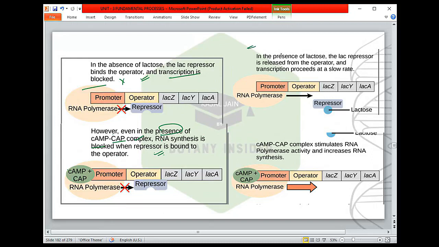The third scenario, in the presence of lactose, the lac repressor is released from the operator and transcription proceeds at a slow rate. But when cAMP and CAP come in jointly, it would increase the RNA synthesis. It stimulates the RNA polymerase activity, initiating the functionality of your RNA polymerase and increasing the speed of transcription of the genes required.